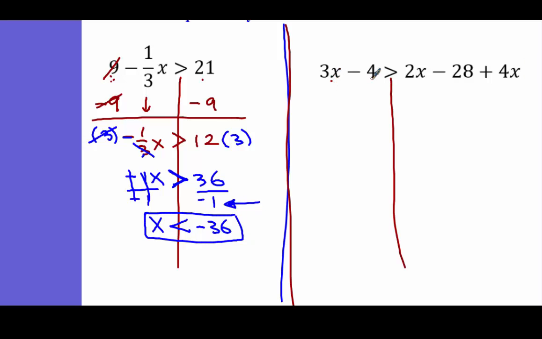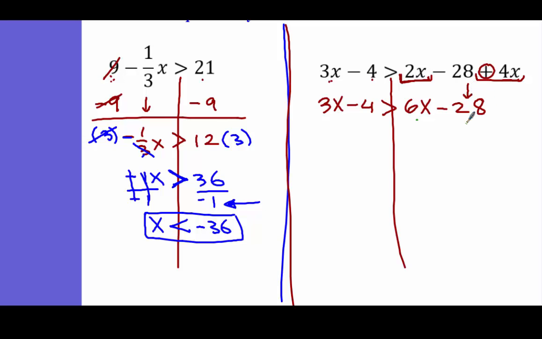The 3x and the 4 are not the same. This has an x, that has no x. So I will rewrite it. On the right side, I can combine 2 out of 3 things. So I can put this and this together. That's 2x plus 4x, that would be 6x. Okay? 28 has no x, so it's not going to be the same as the other 2. Rewrite 28.